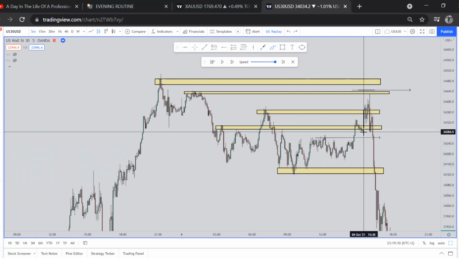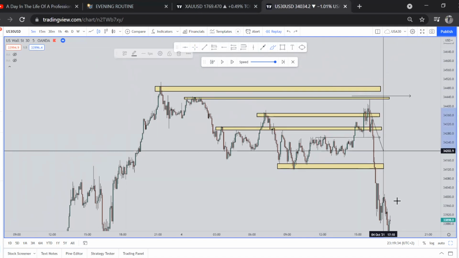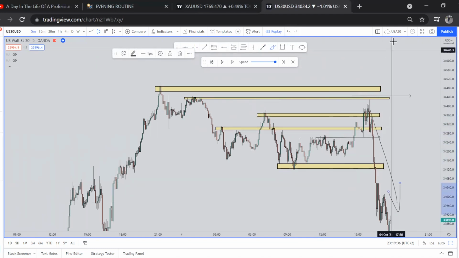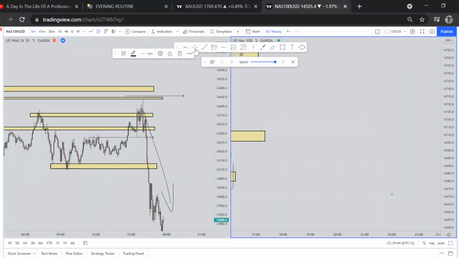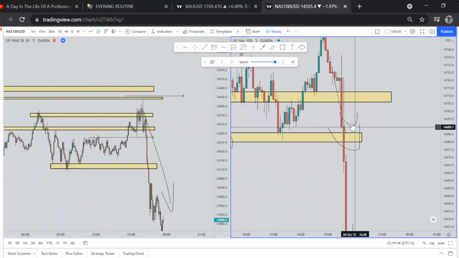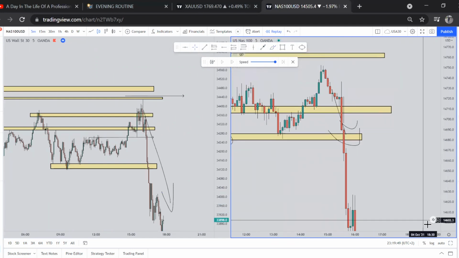Super nice. I really didn't like holding this drawdown. It took a little bit longer than usual, but it is what it is, guys. The market always does its things on time. So now let me just move into my Nasdaq chart. I didn't call a trade on Nasdaq, guys, but we already analyzed it.